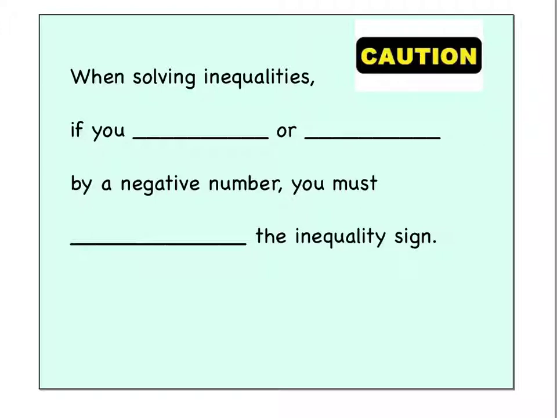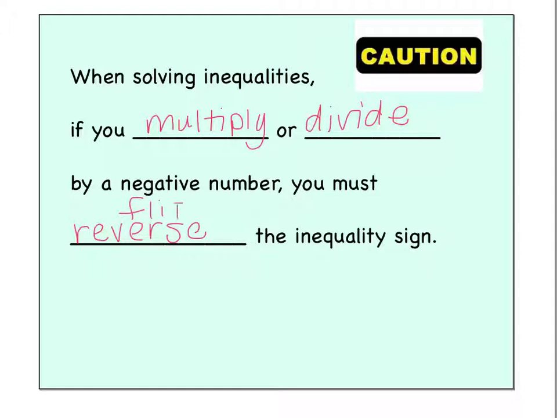So let's fill this in. When solving inequalities, if you multiply or divide by a negative number, you must reverse or flip the inequality sign.